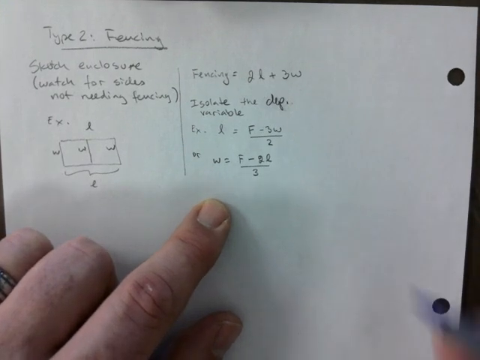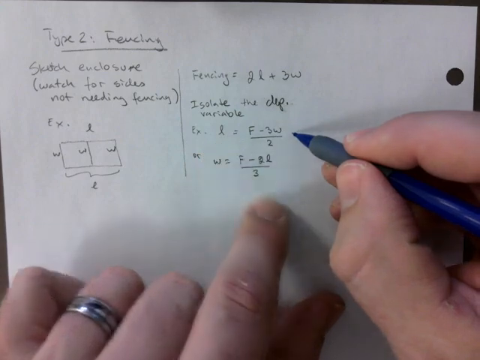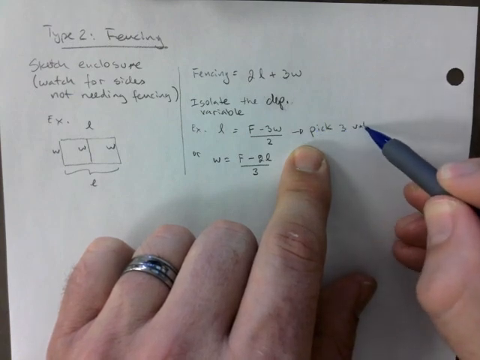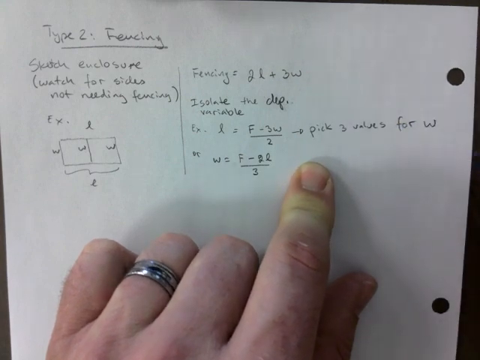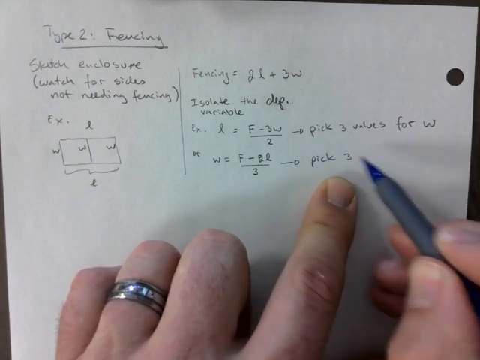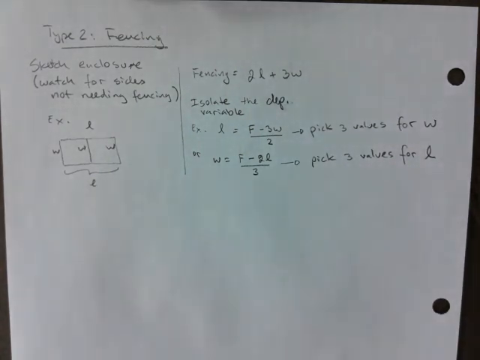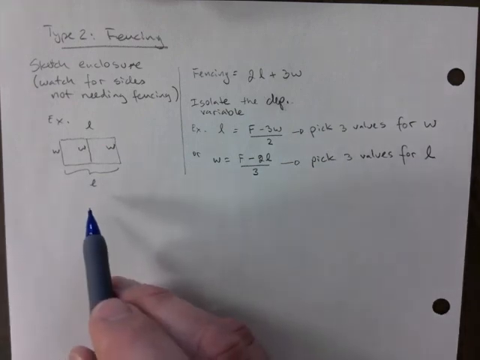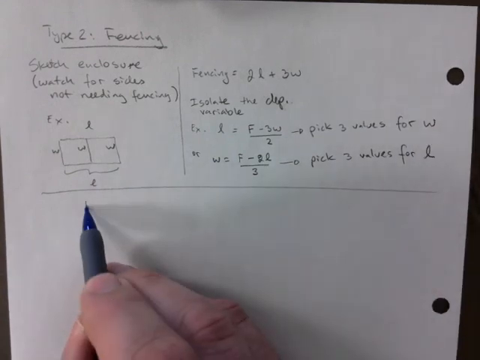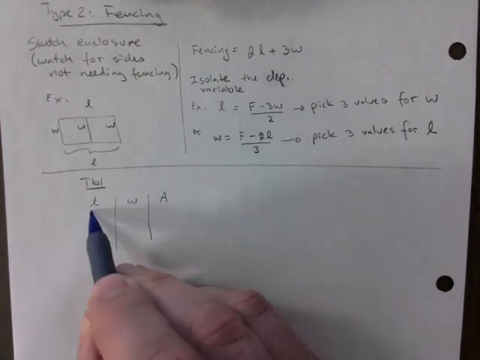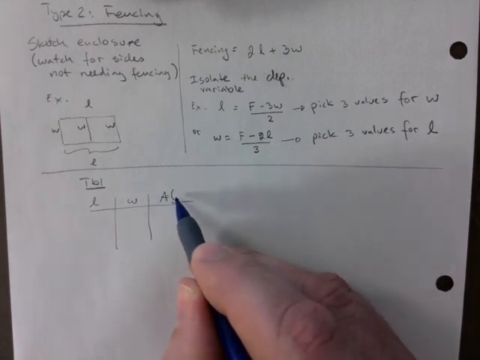Okay. If you isolate for L, then you pick 3 values for W. And in this case, pick 3 values for length. You can go 1, 2, 3, you can go 10, 20, 30, you can go 100, 200, 300. It doesn't matter. You just pick. And then the last one is table, where you go length, width, area, and maybe just tell yourself that area is length times width.